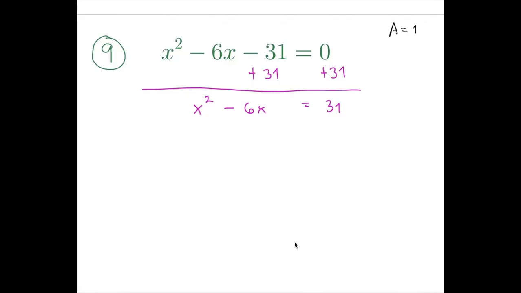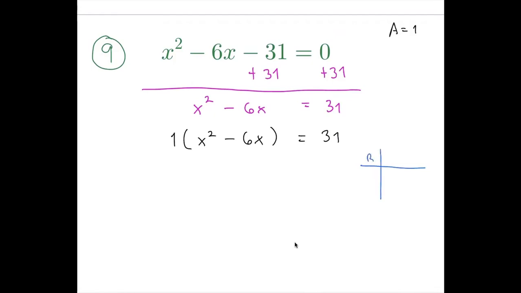Actually, just for practice's sake, let's just go ahead and factor out the 1. So we'll just write a 1 outside of the set of parentheses. And of course, that means that nothing's going to change because you're just dividing by 1. So it's going to be 1 parentheses x squared minus 6x equals 31. So we have our parentheses taken care of. So of course, all we have to do at this point is just make a B table. So let's do that over here.